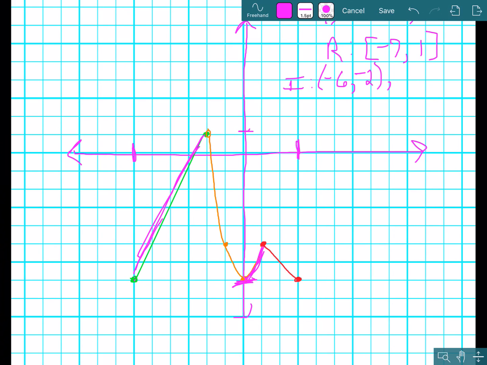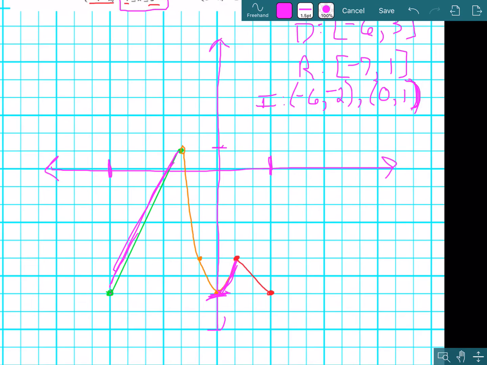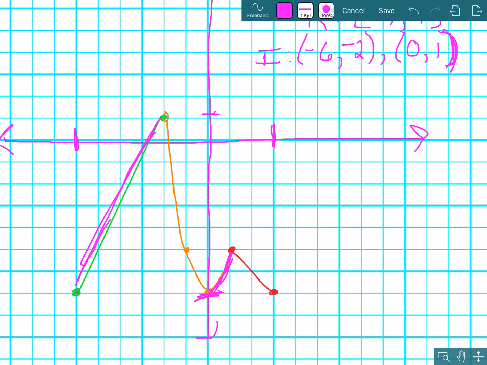And then the second interval where it's increasing is from 0. Again, we want the x value. So from 0 until 1. So there's my interval of increase, and that should be a parenthesis. Okay, does that make sense?